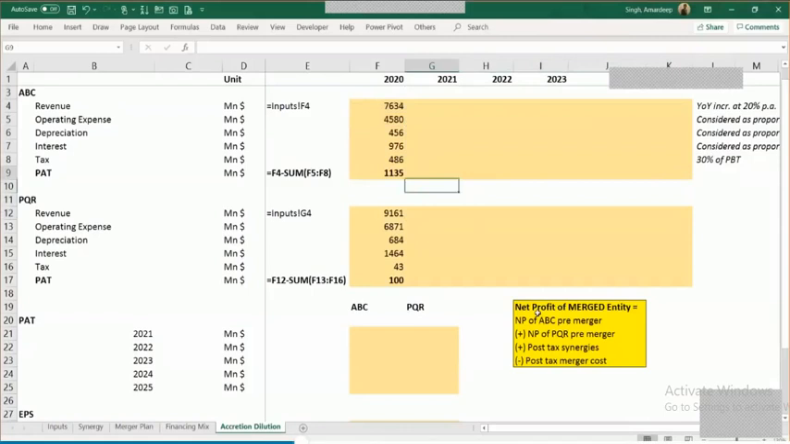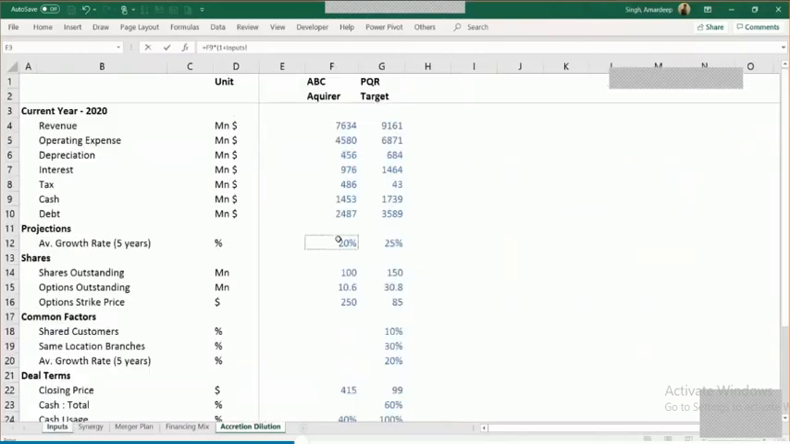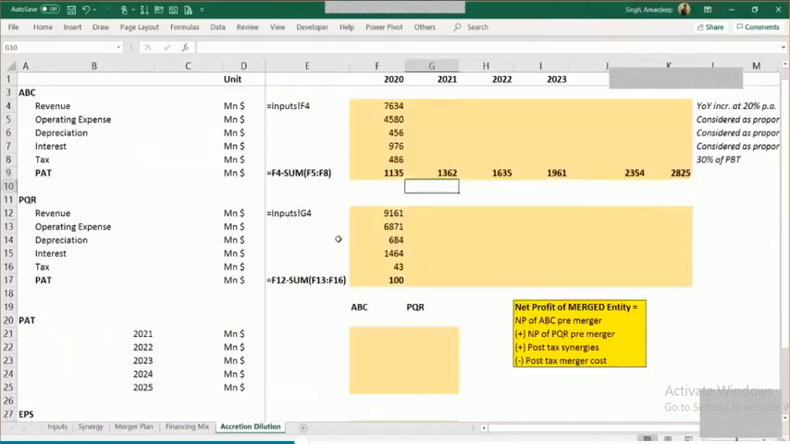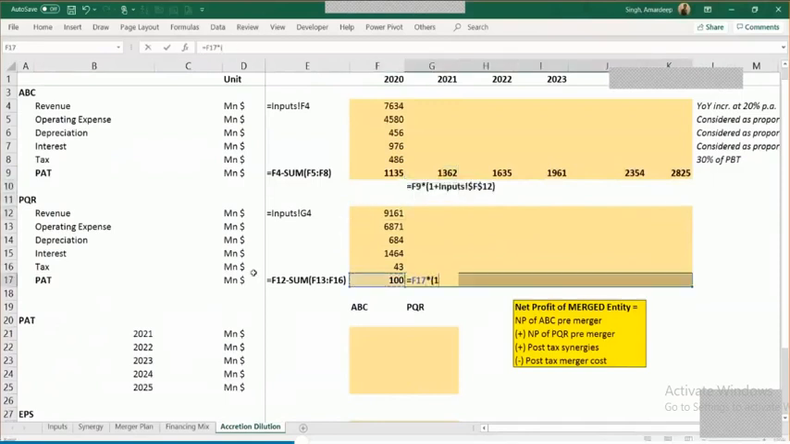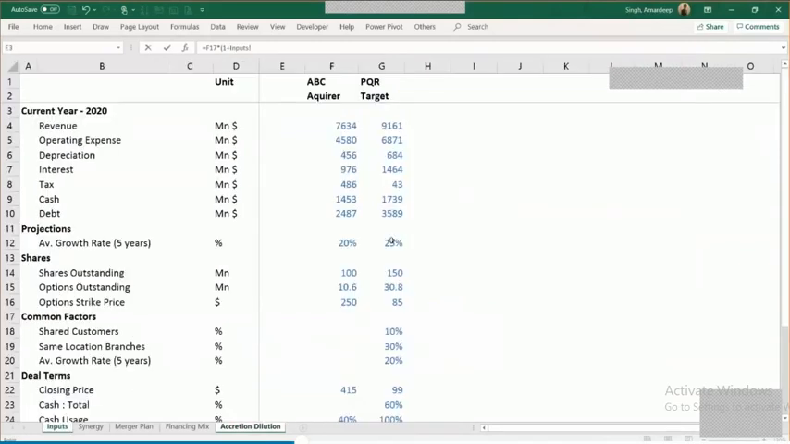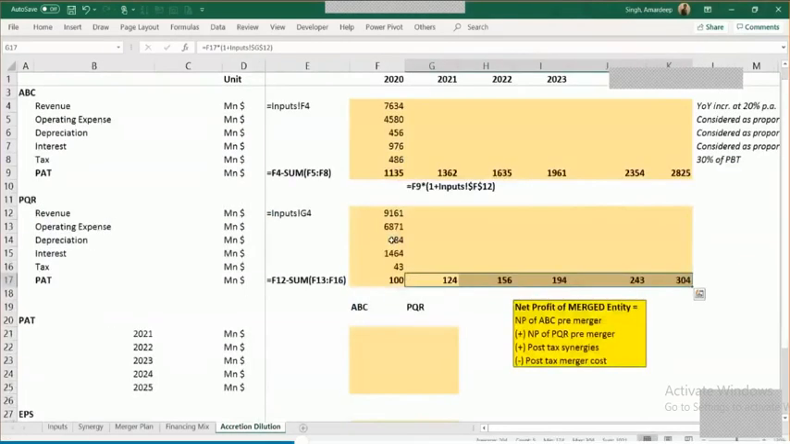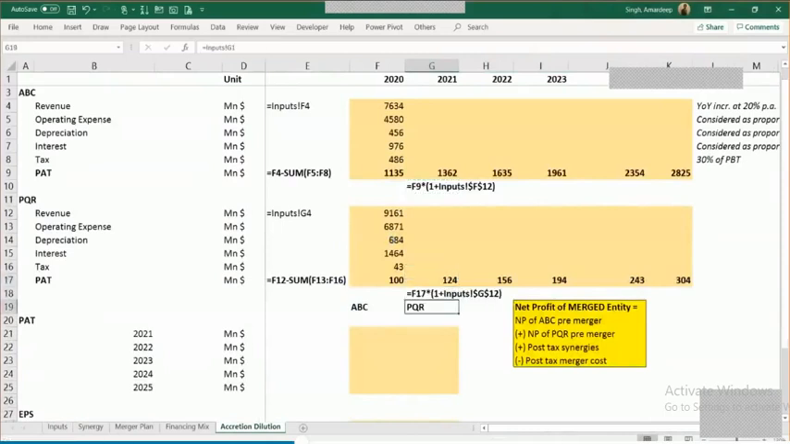So straight away, increase the net profit at that 20% growth rate which is mentioned, and similarly use the similar growth rate for the PQR and work out the net profit of that entity. Right? So this is the important part that we need. So we would take this only.